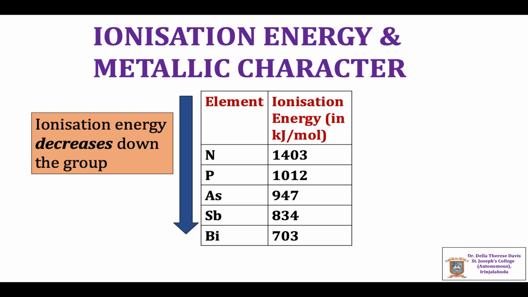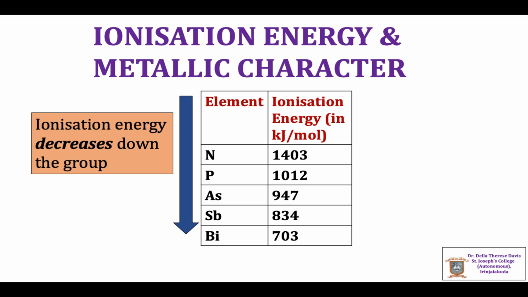Ionization energy is defined as the energy required to remove the most loosely bound electron from an isolated gaseous atom. So as we move down the group, as the atomic size increases, it is easier to remove the loosely bound electron. Thus, the ionization energy decreases down the group.